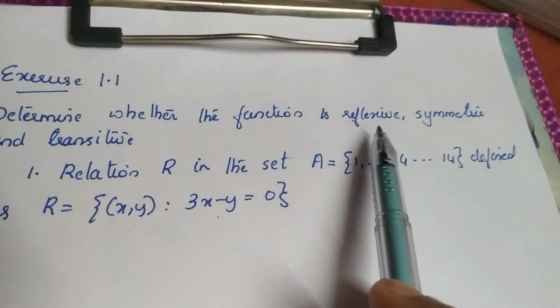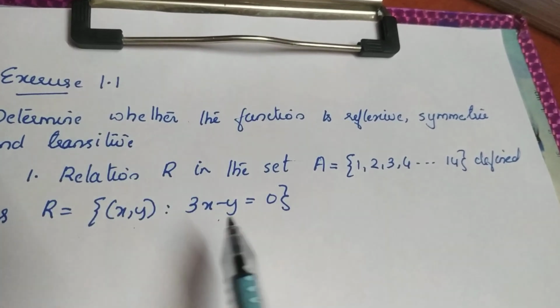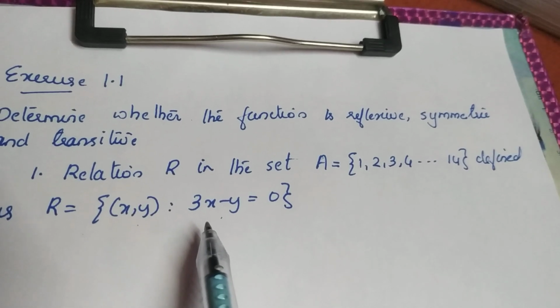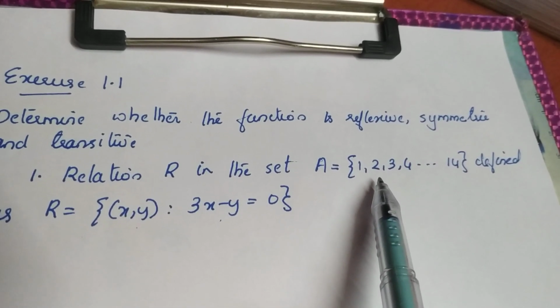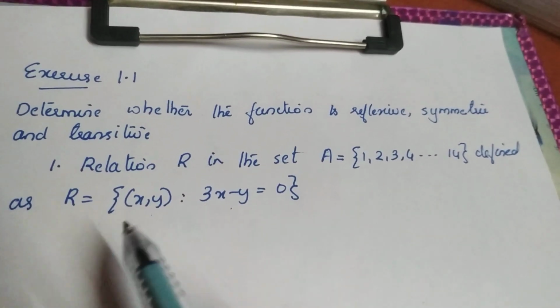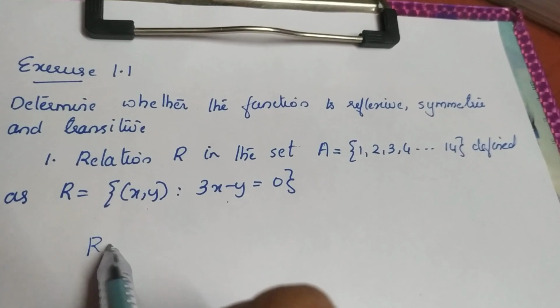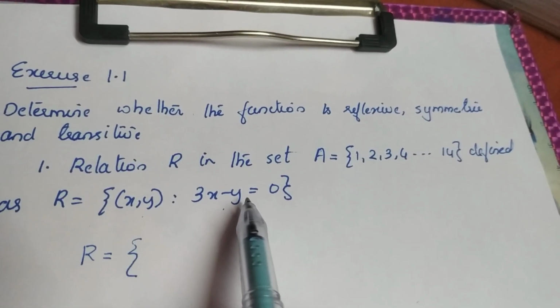14. So to check reflexivity, symmetry and transitivity, the first thing we have to notice is the relation. The relation is given as 3x minus y is equal to 0. And the second thing we need to notice is the set. The set is given as the numbers from 1 to 14. So what we will do is write R. The relation is given in set builder form. We will write it in roster form.